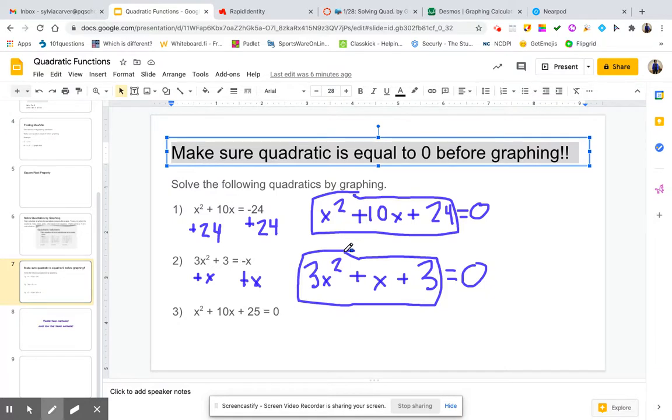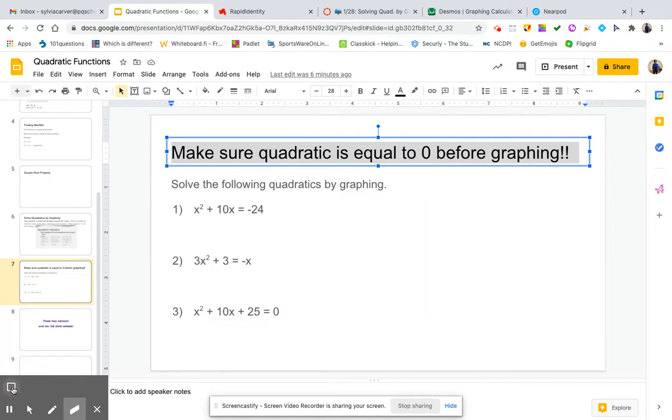And the last one, x squared plus 10x plus 25. Lucky us, this equation is already equal to 0, so we don't have to do anything whatsoever but simply graph it in Desmos. So the take-home point here, I do not mind you graphing it, sticking it in, seeing where it crosses the x-axis. However, I do want to make sure that you know how to set your equation equal to 0 before you just use Desmos.